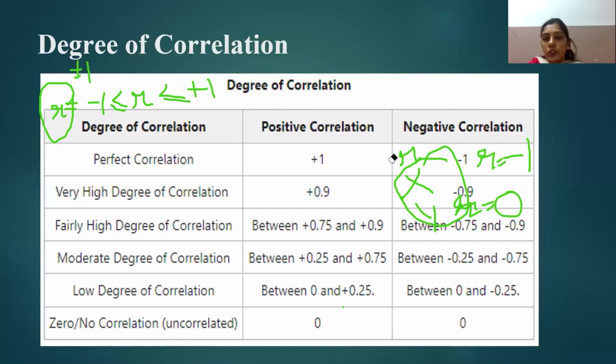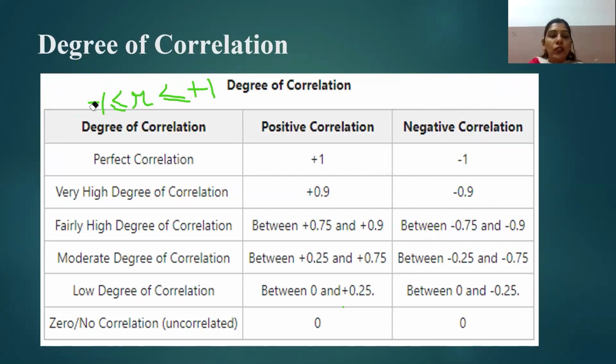Okay, so now you understood the degree of correlation: if the value is close to plus 1, then it shows a positive linear correlation, and if the value is close to minus 1, it shows a negative linear correlation among the variables, and if the value is close to 0, then there is a weak linear correlation. If the value is exactly plus 1, there is a perfect positive correlation, and if exactly minus 1, a perfect negative correlation. And if the value is 0, there is no correlation between the variables.